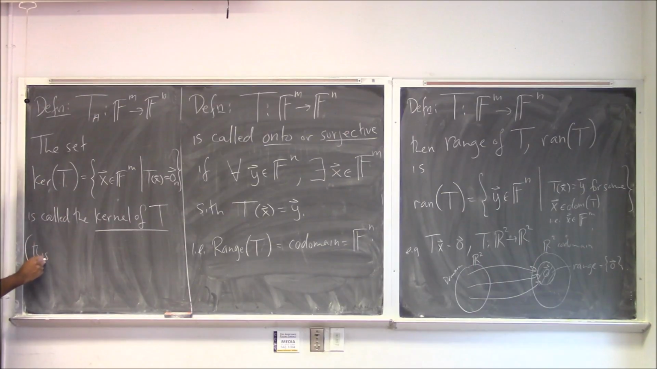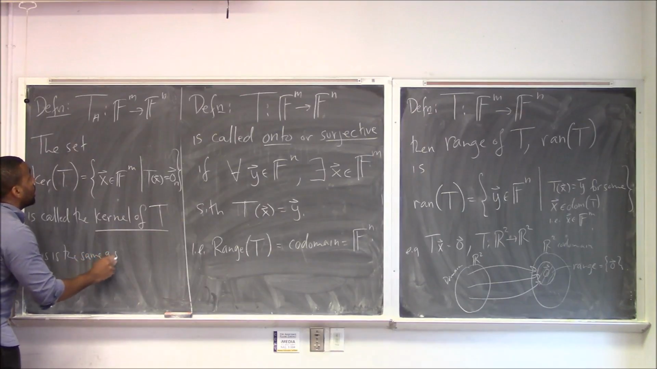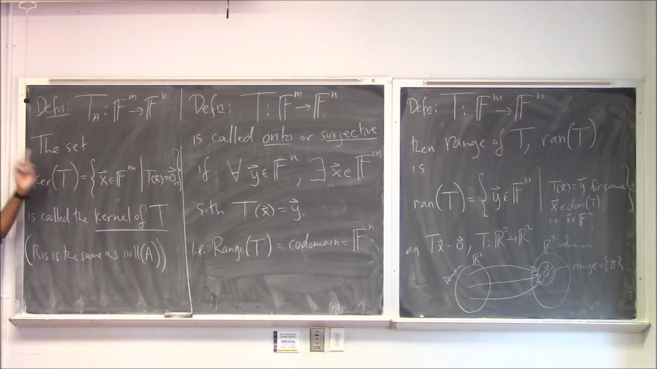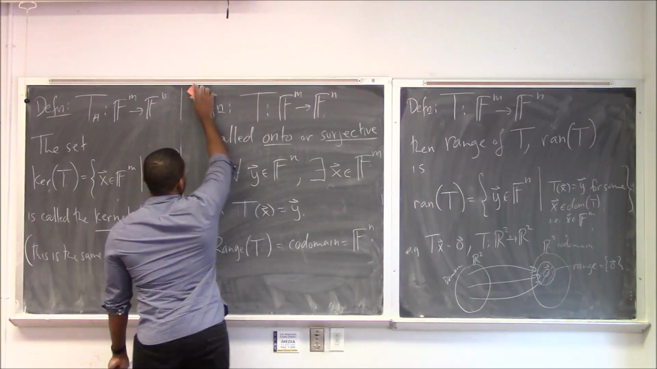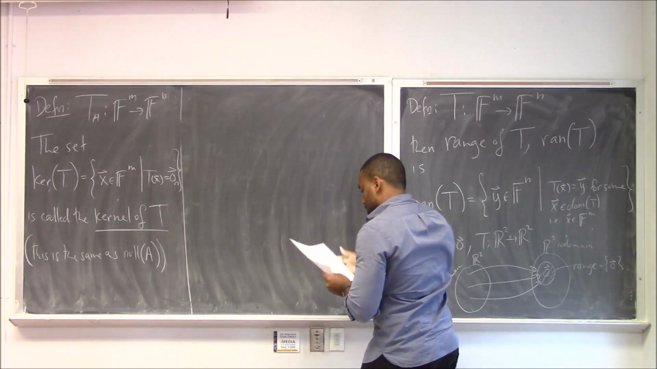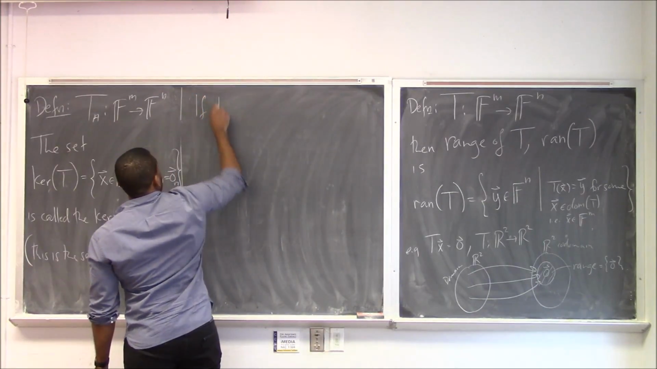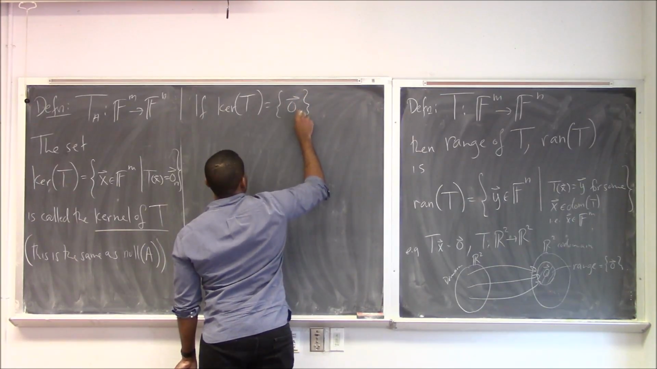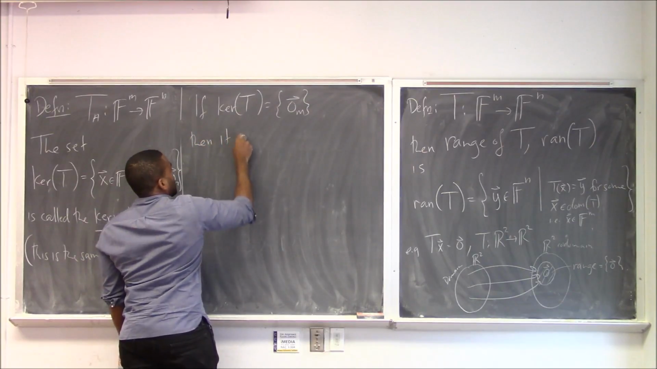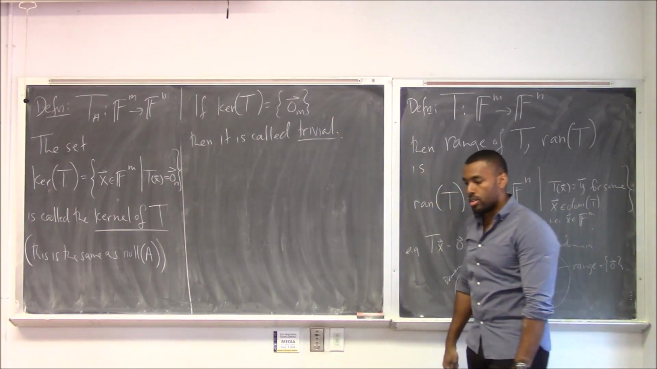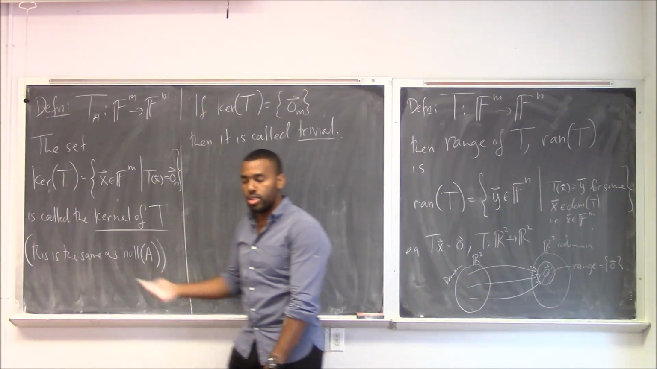Notice this is the same as the null space of A. So the kernel of a linear transformation is precisely the null space of the matrix that represents that linear transformation. All right, so you can already see how the linear algebra is sneaking in here. That's the kernel. If the kernel of T only contains the 0 vector in the domain space, then it is called trivial. So when you talk about something having a trivial kernel, that means the only vector that maps to 0 is the 0 vector itself.